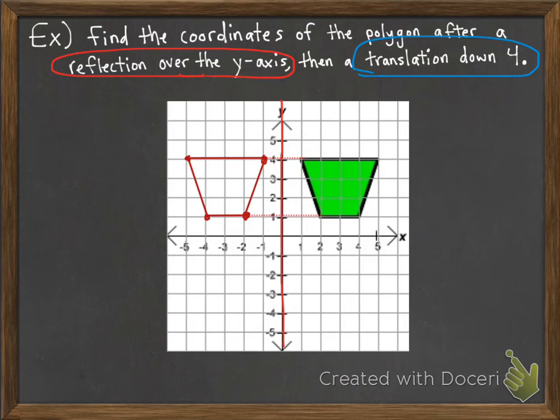That was only the first thing we needed to do, reflect over the y-axis. We still need to translate it down 4. We're going to take each point around our trapezoid and shift it down 4 spaces, and that will make our new shape. Since there's nothing else in the instructions for us to do, we're going to go ahead and find the coordinates of our new polygon after having reflected it over the y-axis and then translated it down 4 spaces.